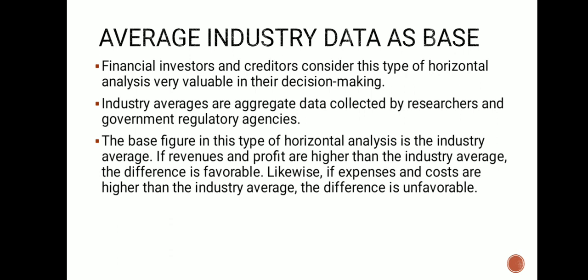In this type of horizontal analysis, the base figure is the industry average. So if revenues and profit are higher than the industry average, the difference is favorable. And then if expenses and costs are higher than the industry average, the difference is unfavorable. So kaganina, what we are comparing is the actual performance against the budget data. Now, we're going to compare the actual performance against the average industry data.